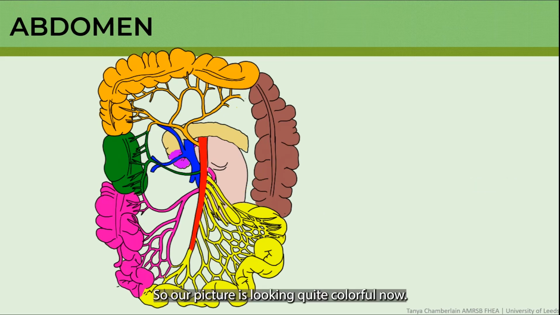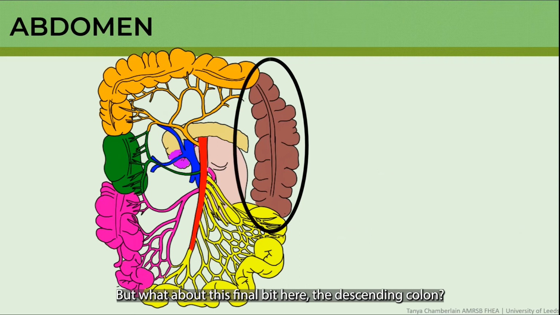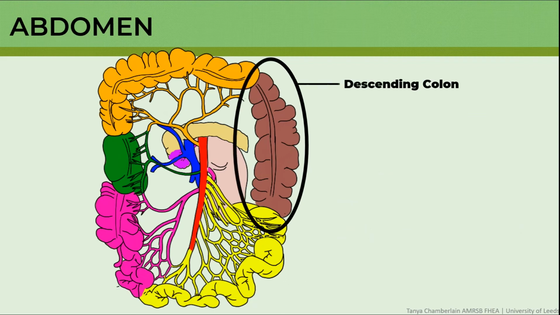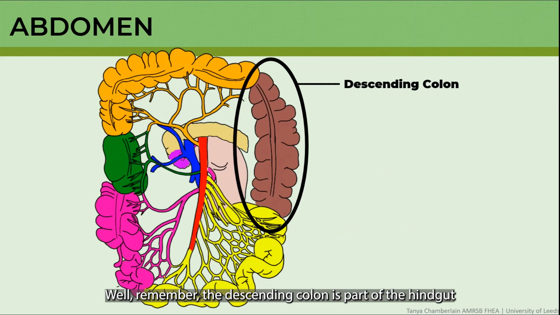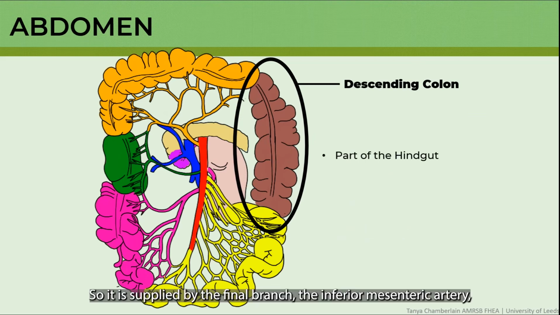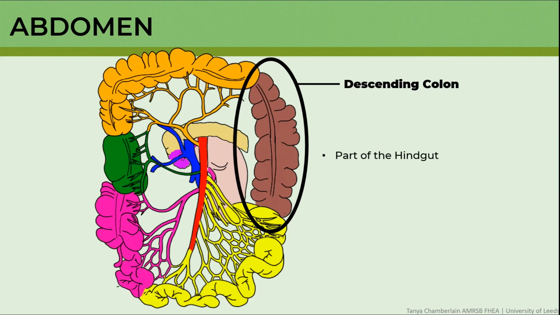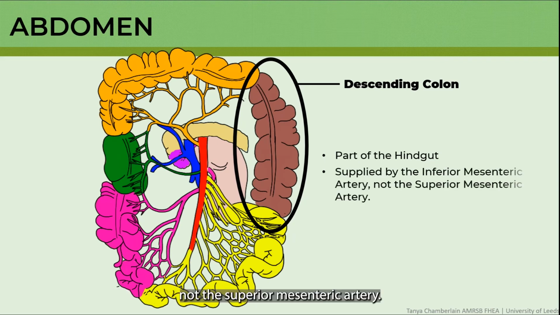So our picture is looking quite colourful now. But what about this final bit here, the descending colon? Well, remember, the descending colon is part of the hindgut, so it is supplied by the final branch, the inferior mesenteric artery, not the superior mesenteric artery, so this will be investigated at another time.